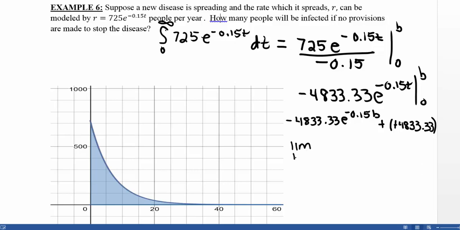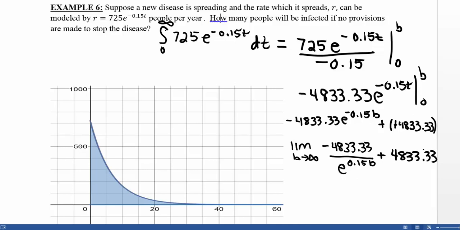So I'm going to rewrite the first term here after I set up my limit. So I have the limit as b goes to infinity of negative 4,833.33, and now I'm going to bring the e term down into the bottom, as I did in the previous problem, because I want my exponential to be positive. I understand what happens to positive exponential functions, and so it's easier for me to reason through what's happening. So then I have that plus 4,833.33.